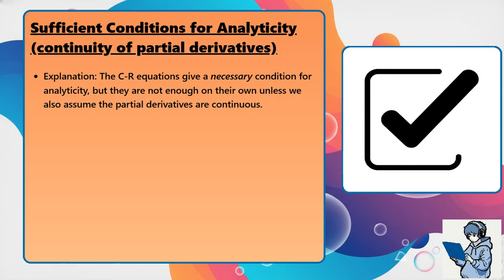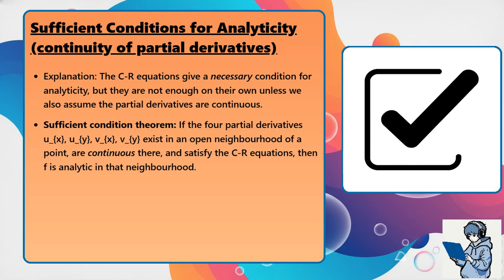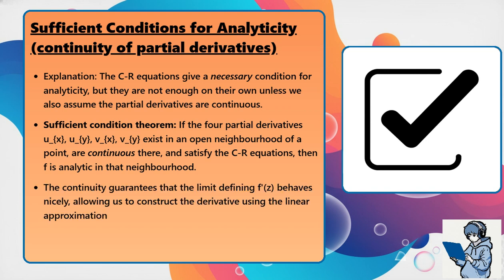The CR equations give a necessary condition for analyticity, but they are not enough on their own unless we also assume the partial derivatives are continuous. Sufficient condition theorem: if the four partial derivatives u_x, u_y, v_x, v_y exist in an open neighborhood of a point, are continuous there, and satisfy the CR equations, then f is analytic in that neighborhood. The continuity guarantees that the limit defining f'(z) behaves nicely, allowing us to construct the derivative using the linear approximation.